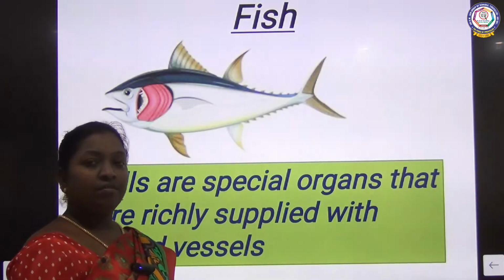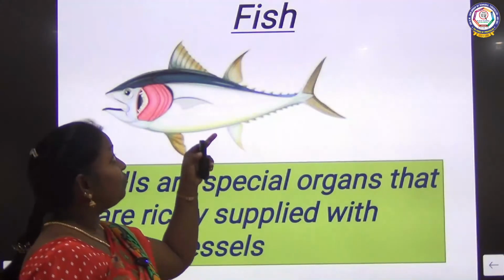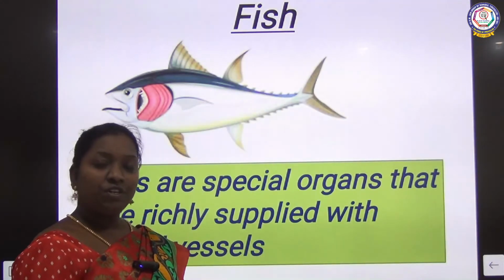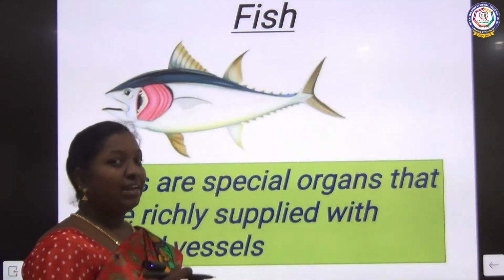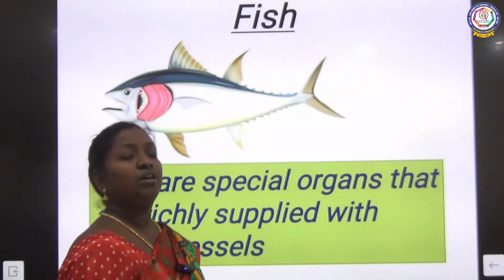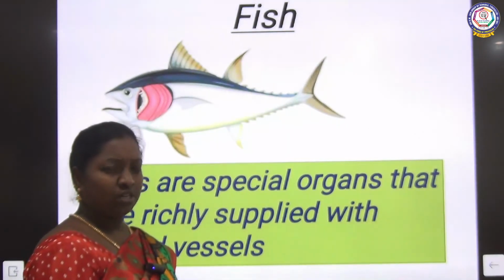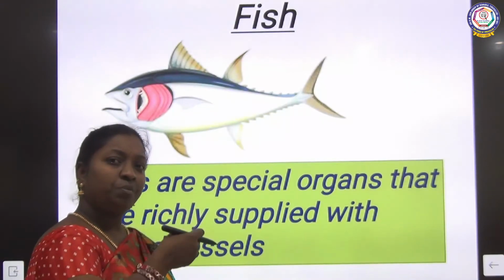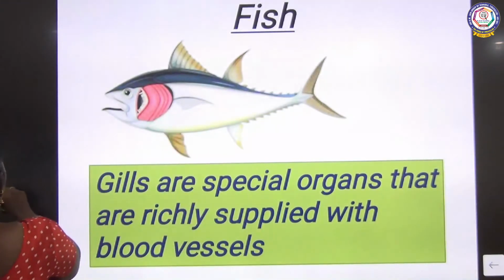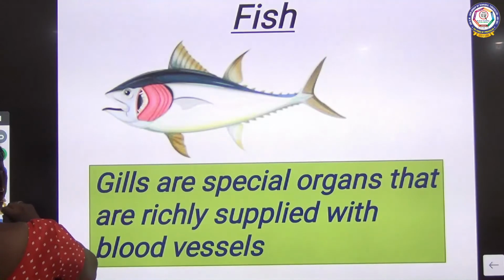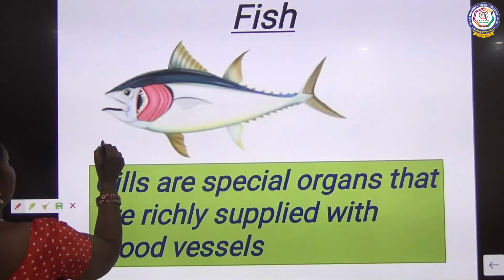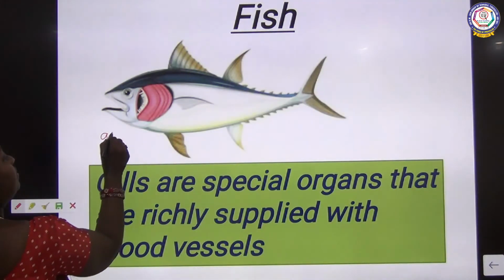So the next organism we are going to see is the very familiar fish. Fish is also breathing. It is not a land animal, it is a water animal. So a water animal also breathes. It gets the oxygen from the water. How does the oxygen pass into its body? With the help of gills.